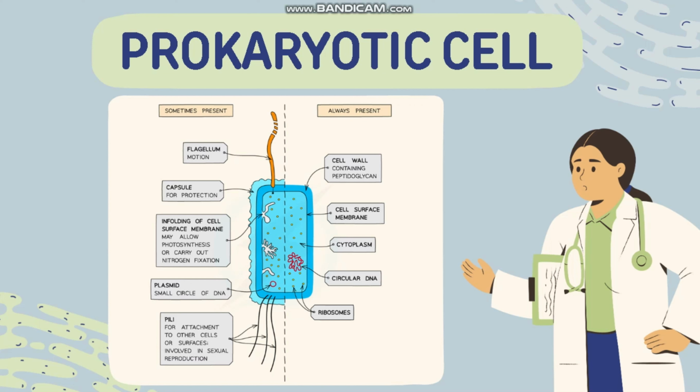Lastly, we have pili. Pili help in conjugation, which is like sexual reproduction for bacteria. Like transfer of genetic information takes place by the help of pili. Pili also help the bacterium to stick or adhere to other surfaces.